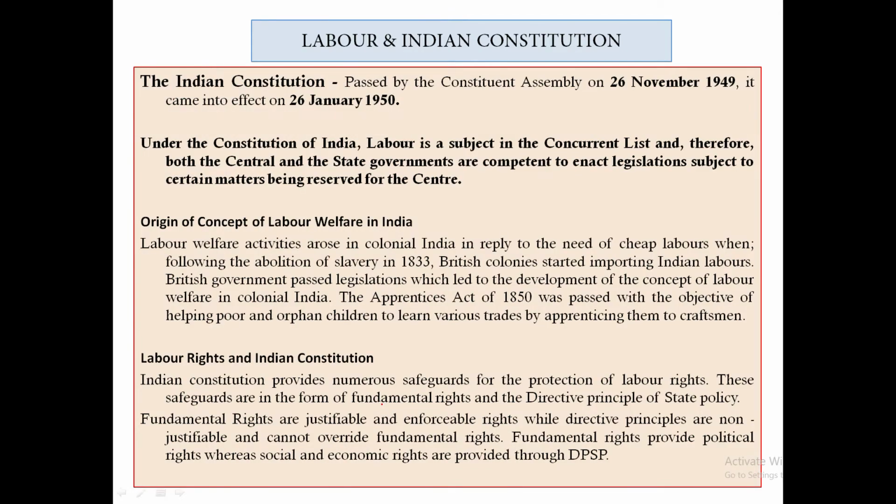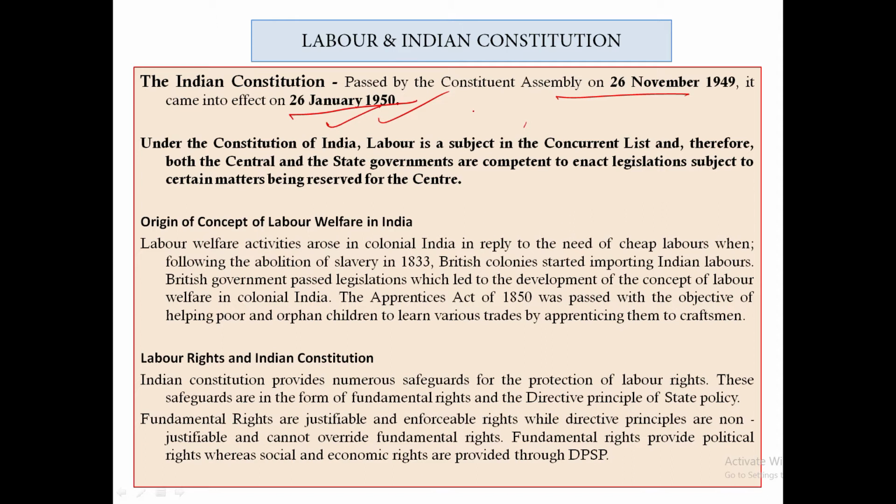Going to the next slide, you can see a brief discussion about the Indian Constitution. It was passed on 26 November 1949 and became effective after 2 months, that is, 26 January 1950. So it became effective under the Constitution of India.